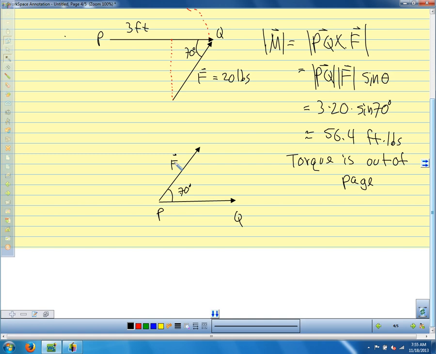When I think of crossing these vectors, we're thinking of rotating PQ about its initial point. So to cross PQ onto F, it can help to put them tail to tail to visualize. If I cross PQ onto F, my thumb points out of the page here. So M, our torque vector, would be pointing directly out of the screen. So questions on that example?